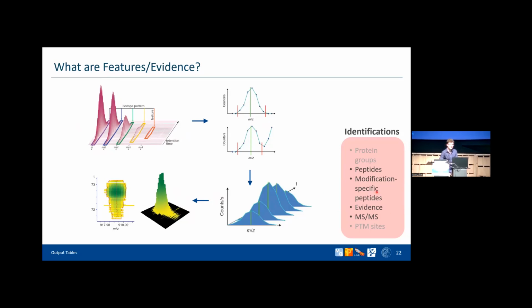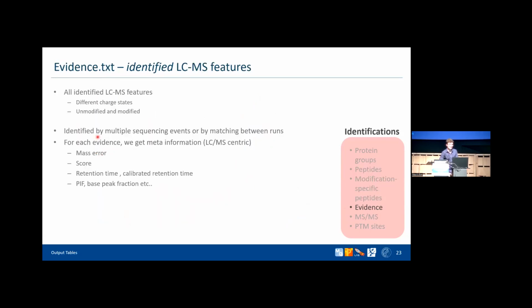So what we get in the evidence file is basically all kinds of information about our peaks. We get information like how many did you identify, of course, but also in which charge state were they? Are they modified or not? How did we identify them, by a second MS or by a match between runs? What's the score? What's the retention time? What's the mass error? How good did recalibration work, and so on?